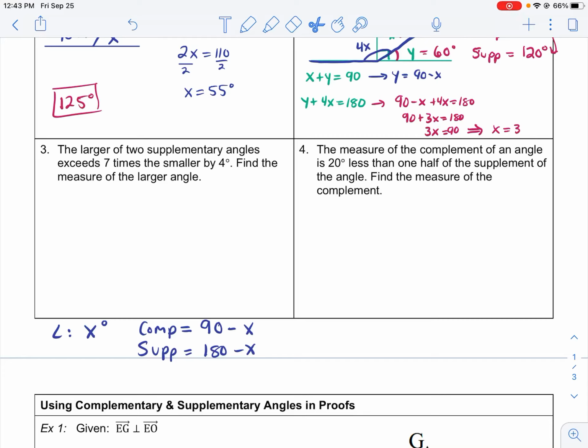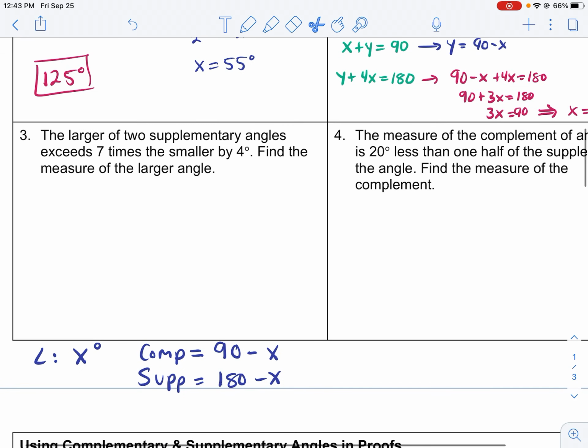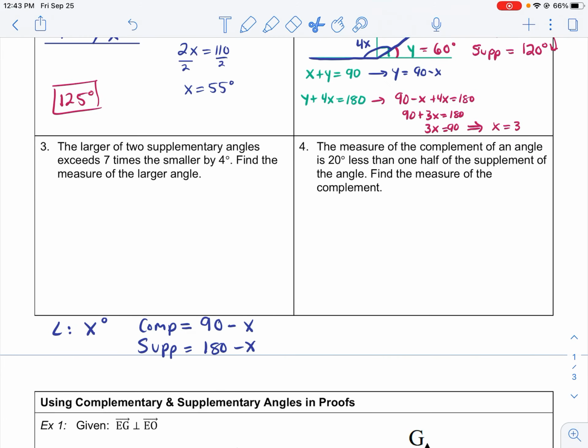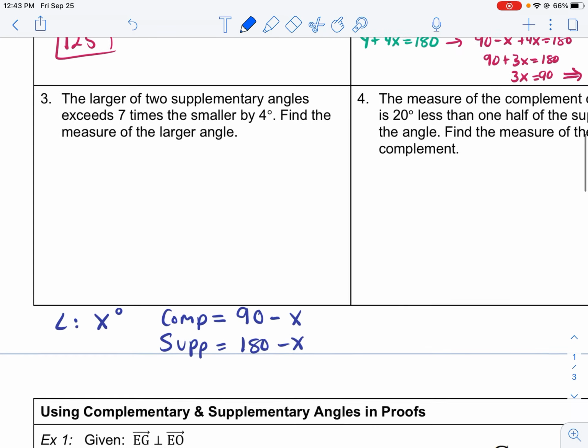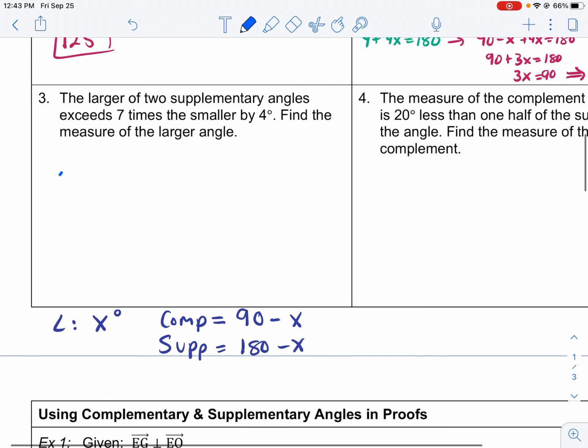Take a look at examples 3 and 4 here, and I'm going to give you some ideas and some strategies to help tackle a more complicated problem involving complementary and supplementary angles. So example 3 says the larger of two supplementary angles exceeds 7 times the smaller by 4. So in this case, we're just talking about two supplementary angles. If we take some ideas from problem 1, we could model out supplementary angles forming a straight line.